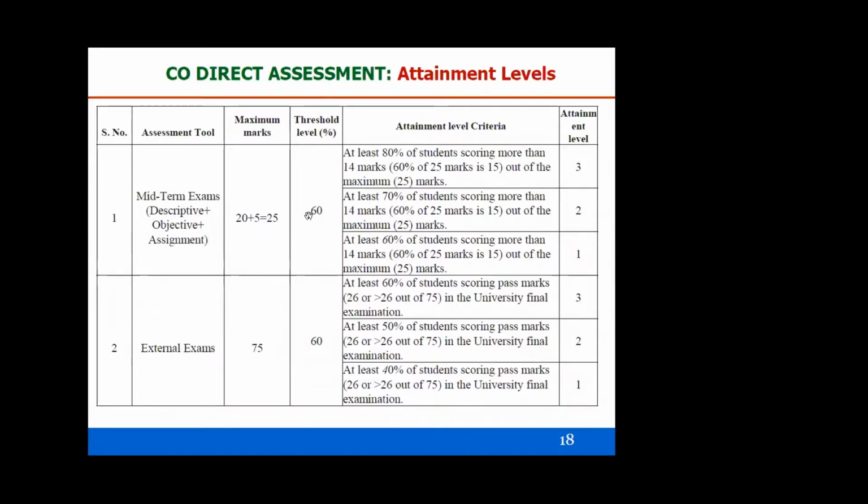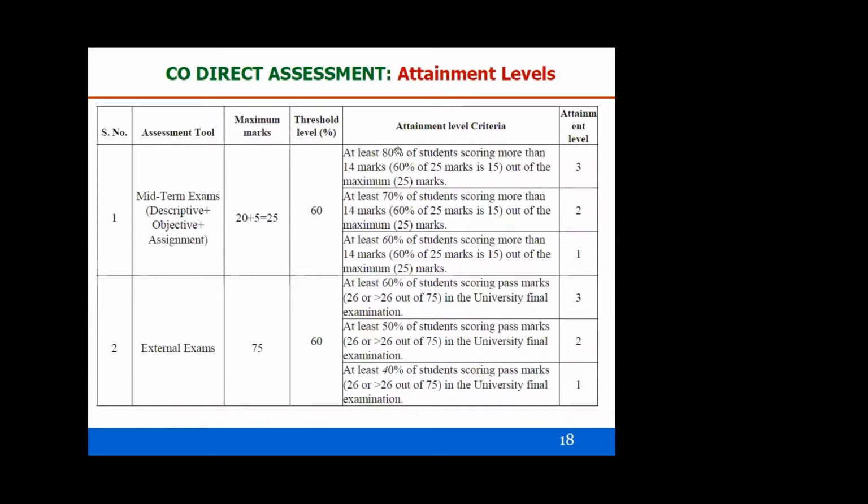Why? Because for internal you can fix some higher threshold level, but for external you can fix some medium level, by seeing the results average compared to the last 2 to 3 years for the same courses. Now here, for example, you can see out of 25, our target level is 60. Based on this 60, how many students secured this 60% threshold? Based on that, levels are fixed.